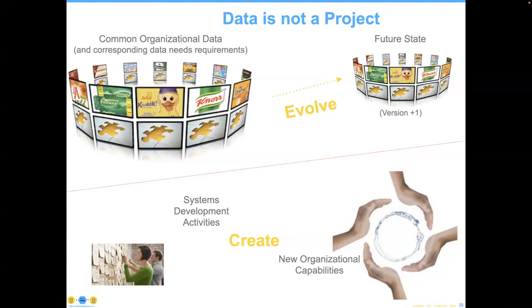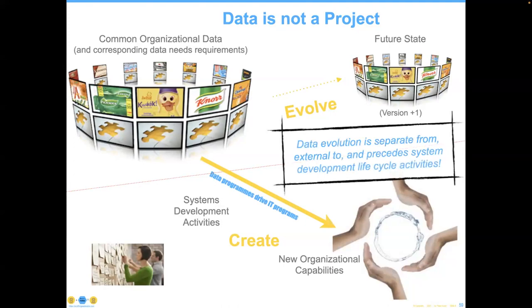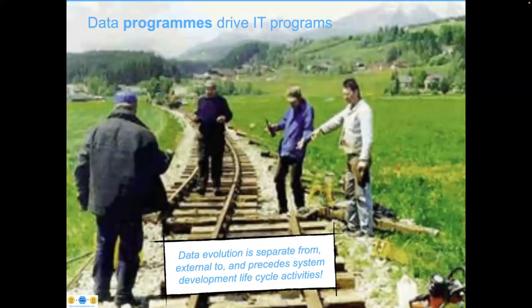So what needs to happen is not anything new I've called for, but many have called for. That is to separate, make external to, and precede system development lifecycle activities, where the data programs are driving the IT programs. Because if we don't have that, we'll be in a constant state of attempting to patch our systems to work with our data. And it just doesn't work that way. It wasn't ever designed to work that way. And we can never expect it to come up with a good result in that same fashion. I'm spelling programs the British way, the European way, because I do want to distinguish between data programs and software programs in that concept in here.